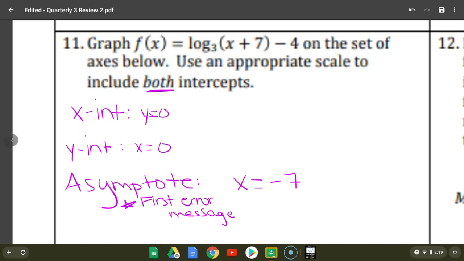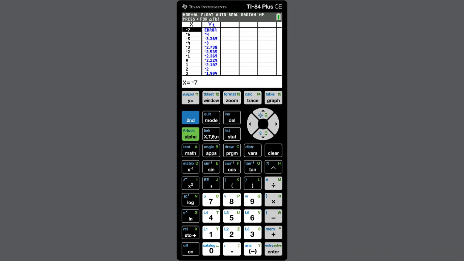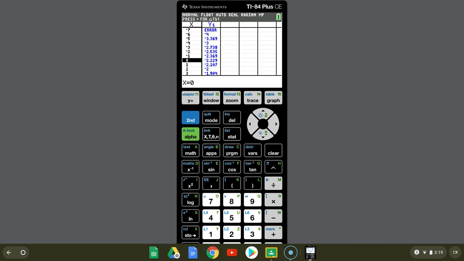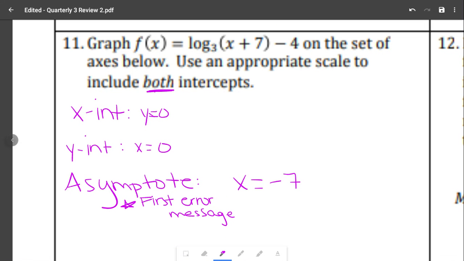Now, x-intercept and y-intercept, sometimes you have to search a little. So the first 0 I see is when x is 0, so that is my y-intercept they are giving me, -2.229.